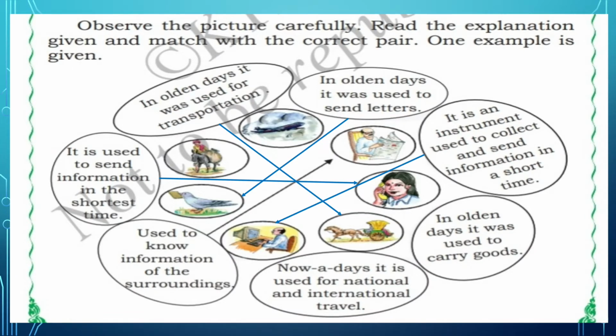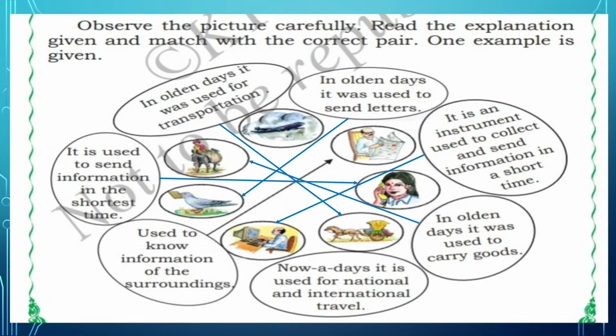In olden days, it was used to carry goods. What was used to carry goods? Nowadays we use carts, tractors, or trolleys, but in olden days, what was used? That is the donkey. We studied earlier that the washerman used to carry sacks of clothes on the back of the donkey. That is, in olden days, donkeys were used to carry goods.